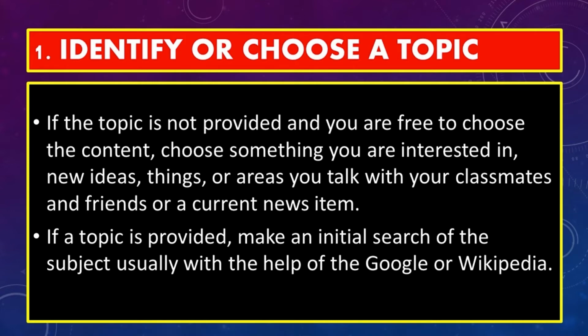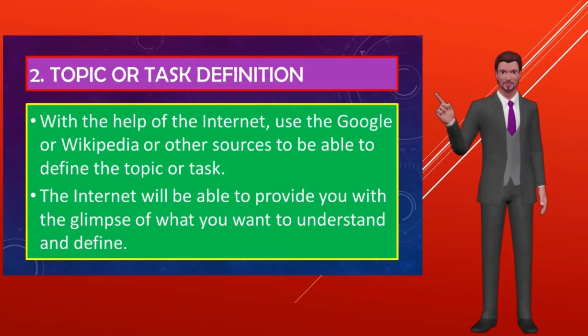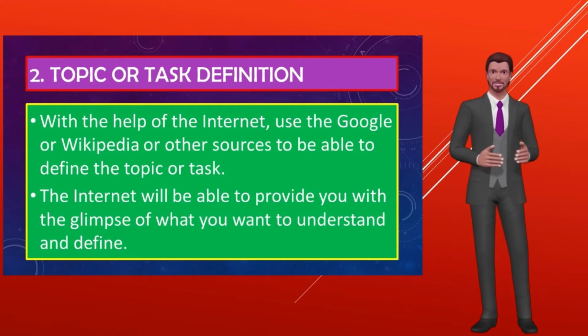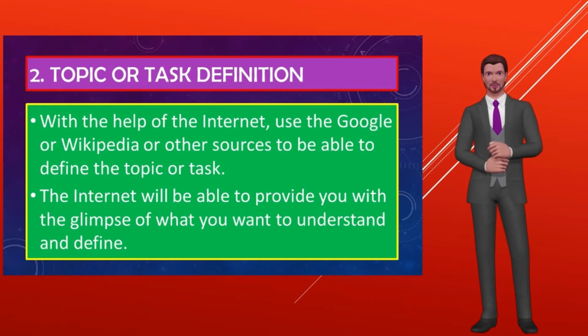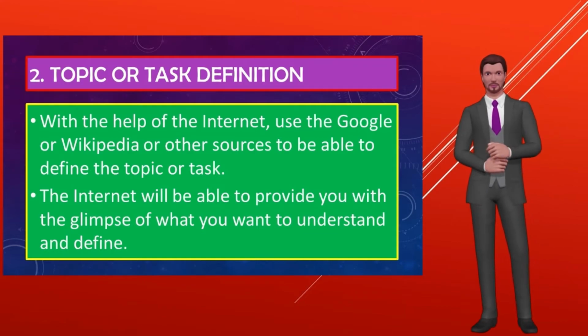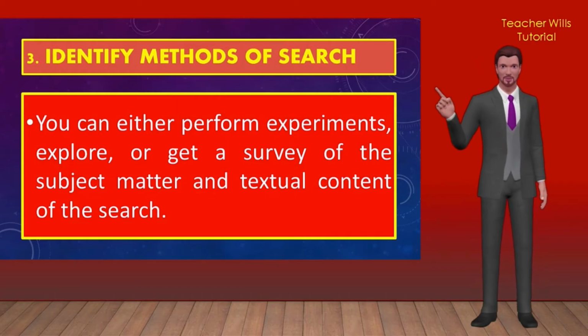Wikipedia. The second step in making contextualized online search is topic or task definition. Also, with the help of the internet, use Google or Wikipedia or other sources to be able to define the topic or task. The internet will be able to provide you with a glimpse of what you want to understand and define.